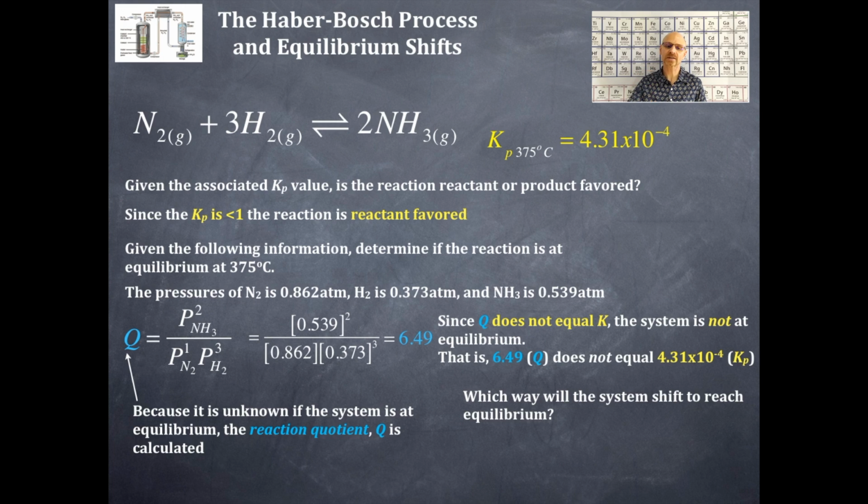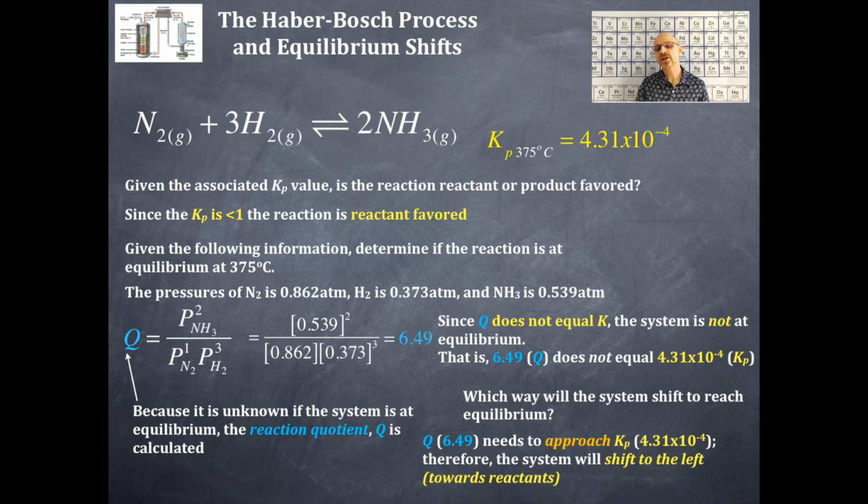I need to make the 6.49 decrease in value. That means I need the numerator term, that is the product, to decrease, and I need the reactants to increase. So that will cause a shift towards reactants because I want the reactants to increase and the product to decrease, and that will cause the shift to make the 6.49 approach and get smaller towards the Kp value of 4.31 times 10 to the negative 4.